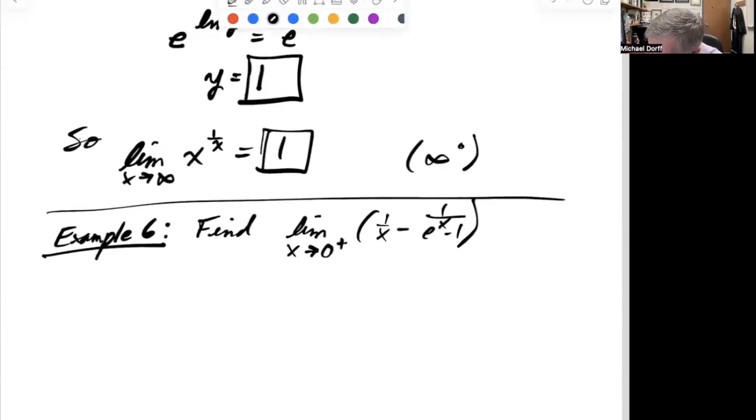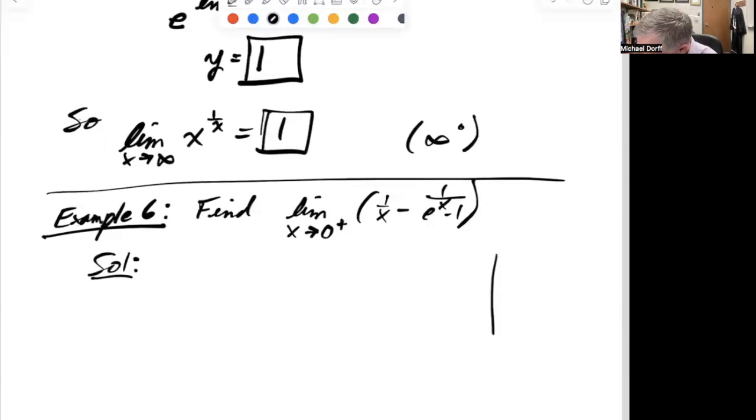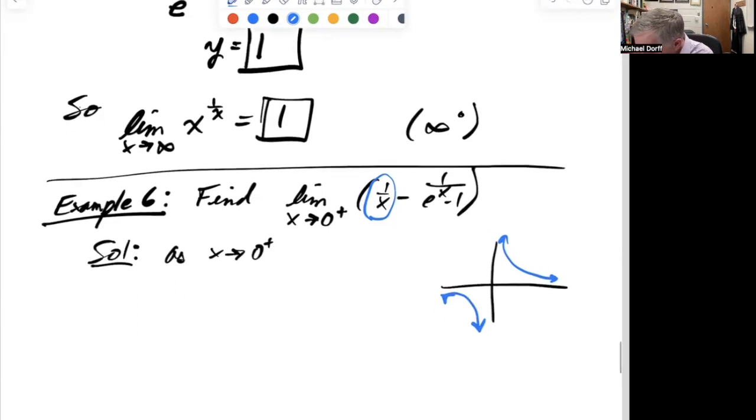So let's see here. If I do a direct substitution here, what happens to 1 over x? As x approaches 0 from the right, and you may wonder, why do we have it from the right? Remember, the first term is this 1 over x. That's this hyperbola that looks like this. And as x approaches 0 from the right, then 1 over x approaches positive infinity.